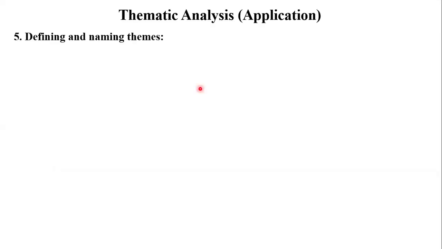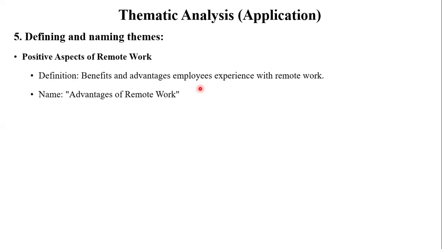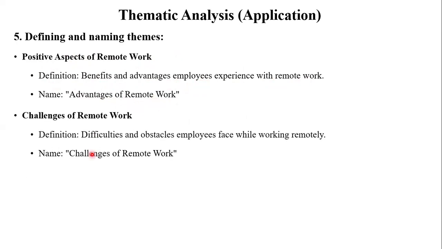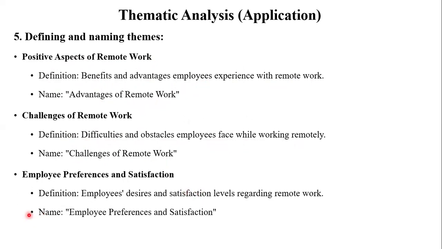Then you need to define and name themes. You need to define what is meant by positive aspects of remote work. It means the benefits and advantages employees experience with remote work. And then you name this theme as advantages of remote work. Then you categorize challenges of remote work and define it as the difficulties and obstacles employees face while working remotely. Similarly, employee preference and satisfaction is named as employee preference and satisfaction, and it may be defined as employee desire and satisfaction level regarding remote work.